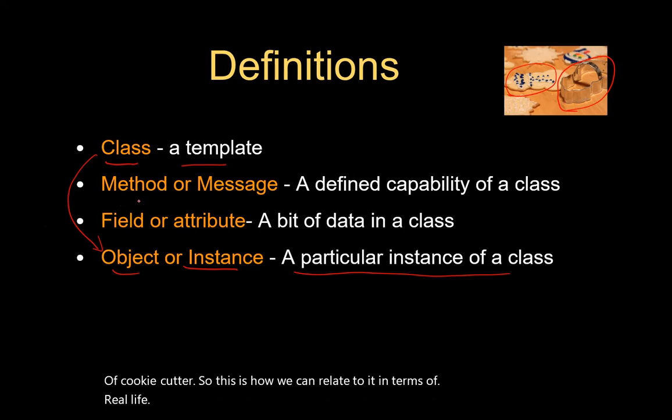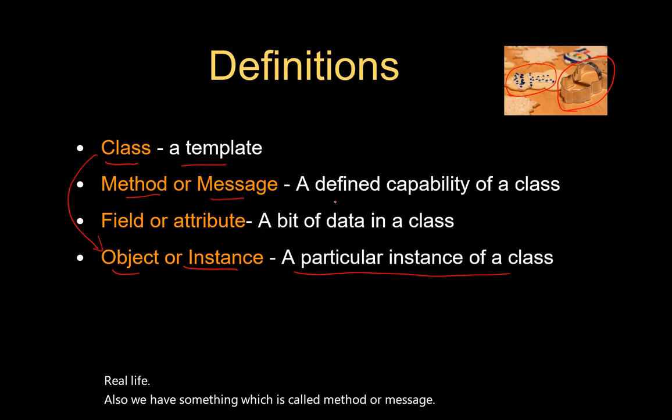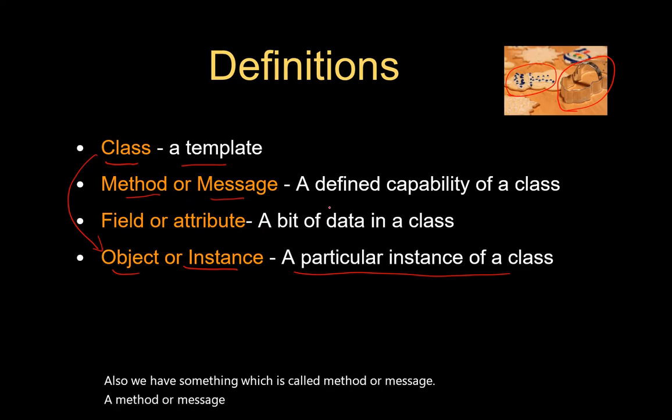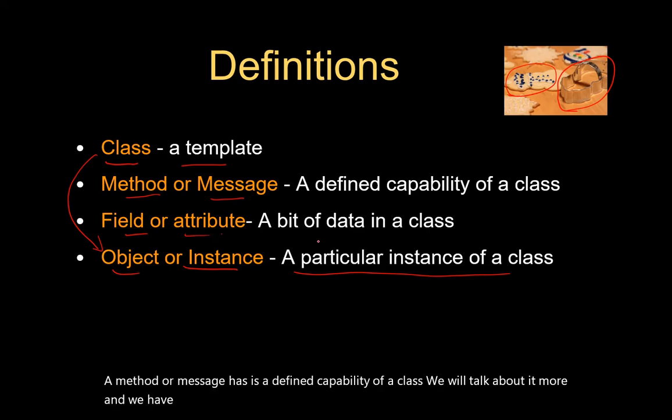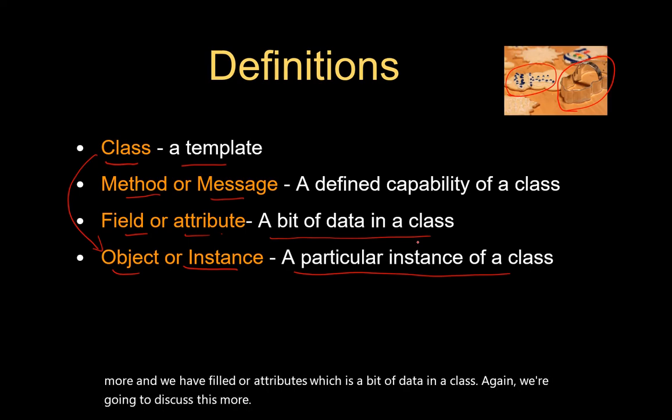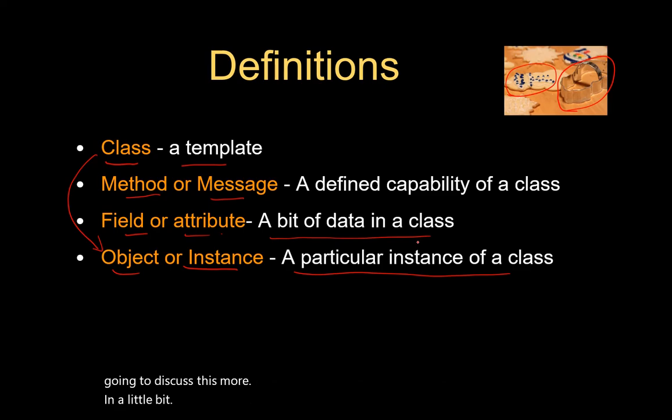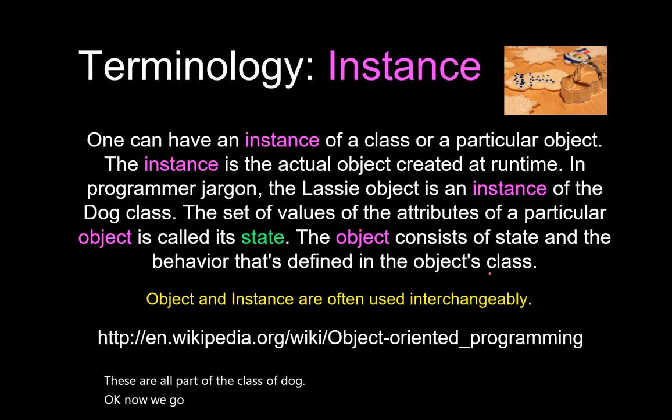Also, we have something which is called a method or message. A method or message is a defined capability of a class. We will talk about it more. And we have fields or attributes, which are a bit of data in a class. Again, we're going to discuss this more in a little bit. Further, we come to the instance. An instance is a particular object of the class.